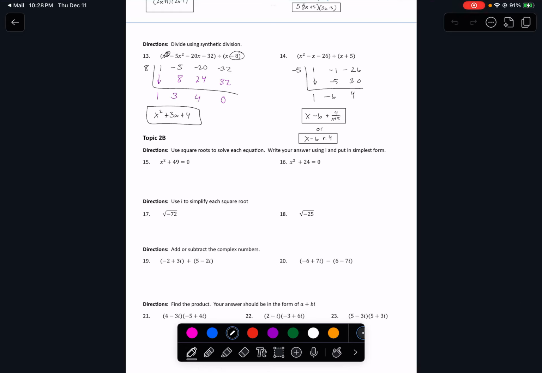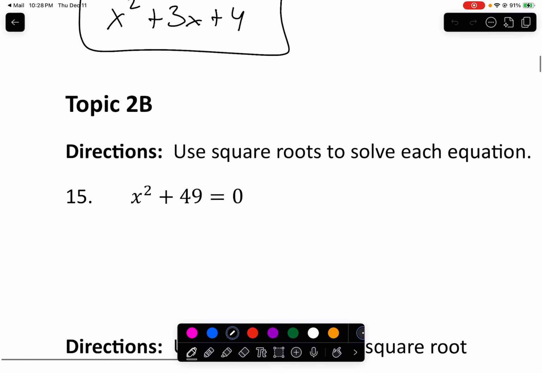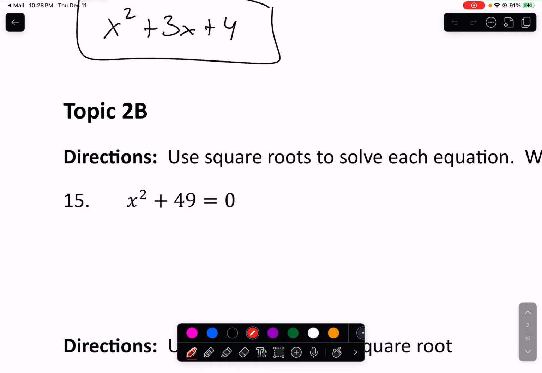Hello. So now I'm going to go ahead and go through the 2B portion of our review. All right, so let's see. Here they want us to solve, use square roots to solve each equation. So we need to get the x squareds by themselves.